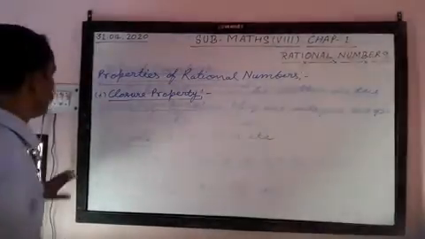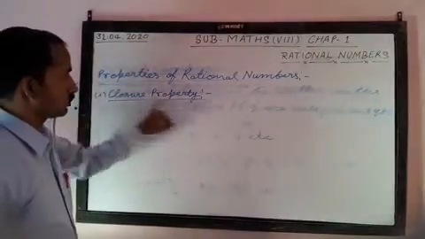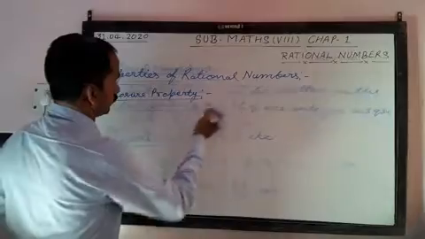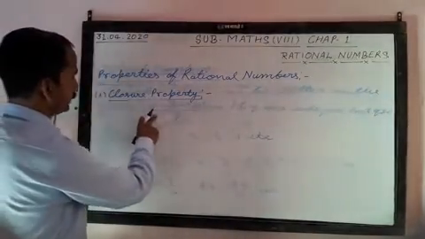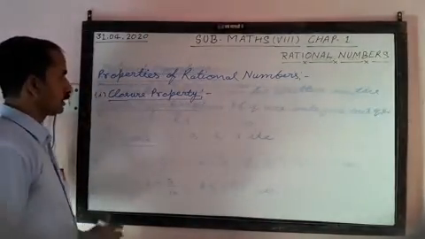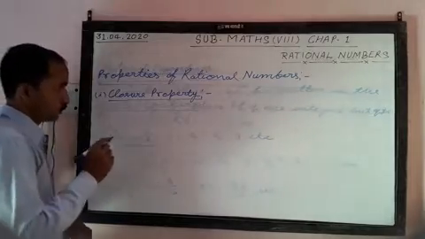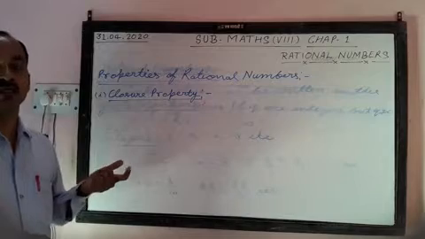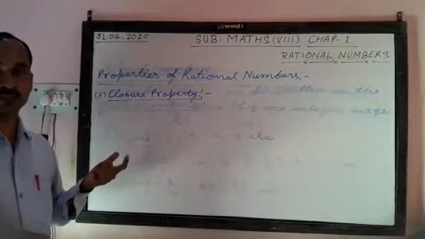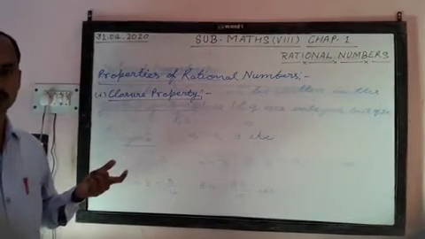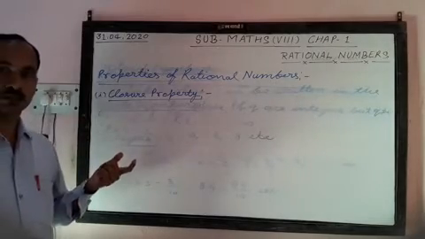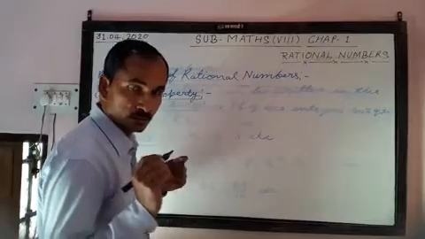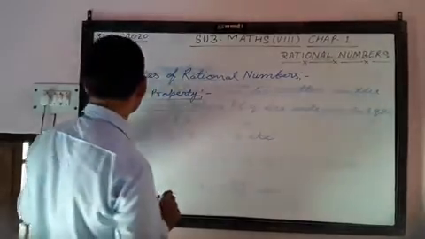Now our new concept is properties of rational numbers. Closure property. For knowing the closure property, first of all we remember that in mathematics we have 4 operations: addition, subtraction, multiplication and division.